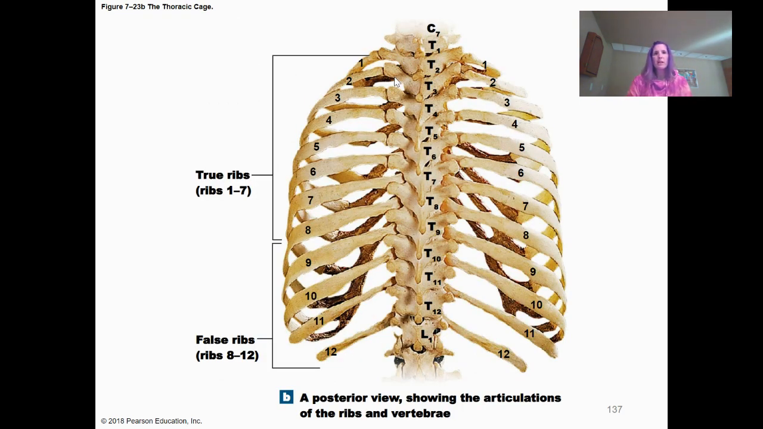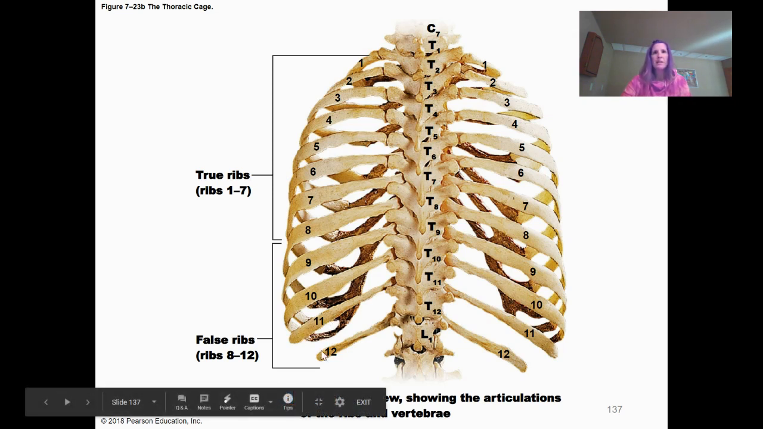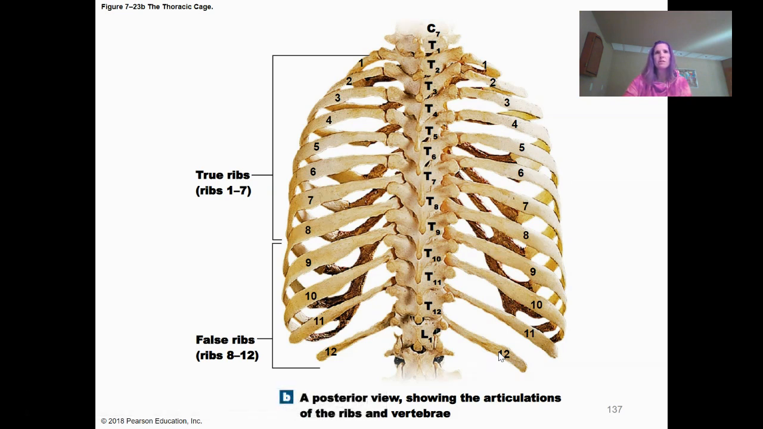All right, this diagram here, the posterior view, you can see the floating ribs a little bit better. So you can see how they're not attached. 11 and 12 here are not attached to any type of cartilage. So this is just a good view so you can see the ribs 1 through 12. And remember, there are 12 pairs, 1 on each side.